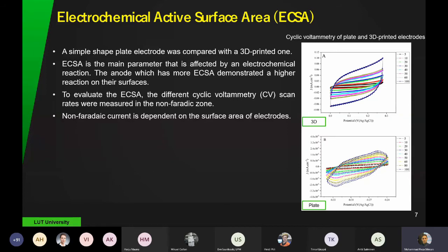Here in the picture, the cyclic voltammetry of plate and 3D printed electrodes is presented. The upper one is attributed to the 3D printed electrode, and the lower part is the result of the plate. As you can see, we could get much higher currents with these 3D printed electrodes than with the plate. The non-Faradaic current, whose results are presented here, is very dependent on the surface area of the electrodes. That's why we consider the non-Faradaic current to study the electrochemically active surface area.